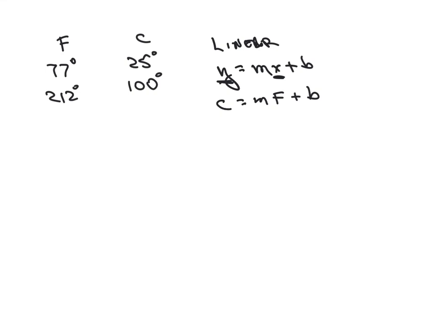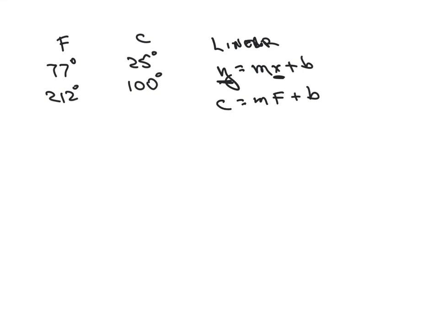Okay, so here's our equation. In order to solve this, we need to find what M and B are because they're asking us to invent a formula. Find a formula that has C and F in it. So that means I have to find something for M and B. Okay, so here's how we do this.